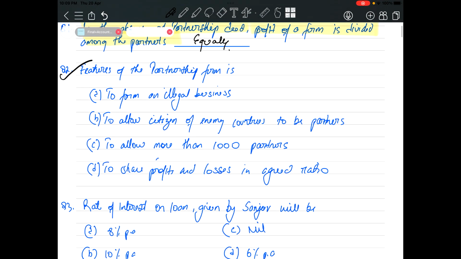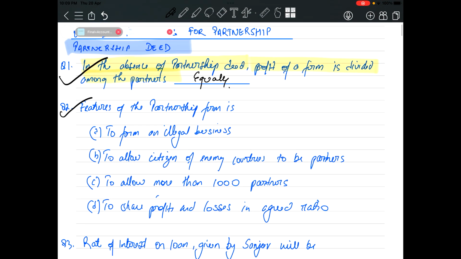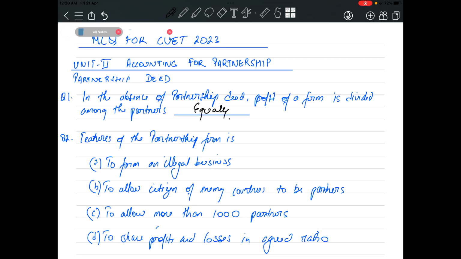Now come to question number 2. What you will have to do is just copy the answers. Question number 1, equally. You just copy the answers this way, and you don't have to focus on the questions. You just see the screen and focus on the video. You just focus on the lecture.